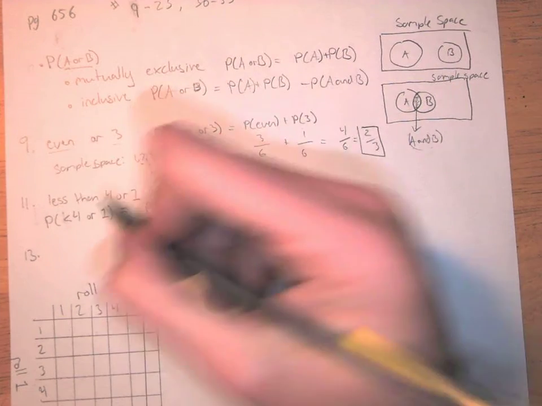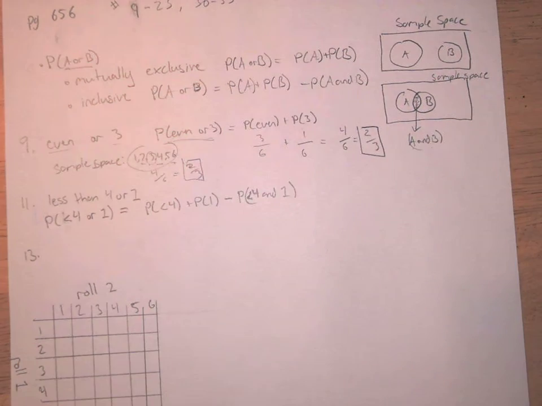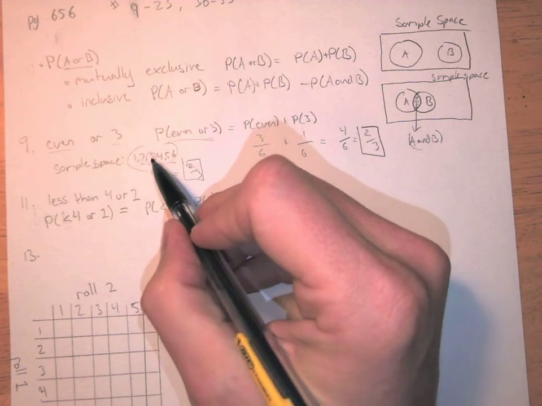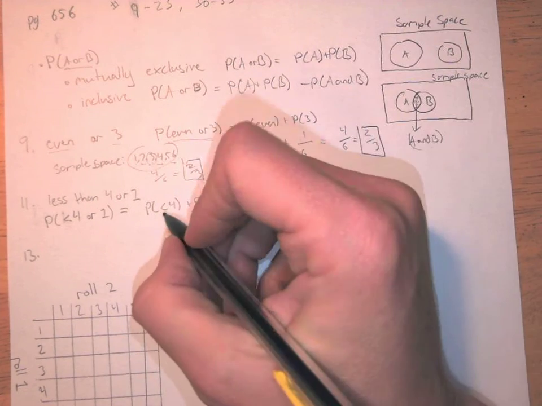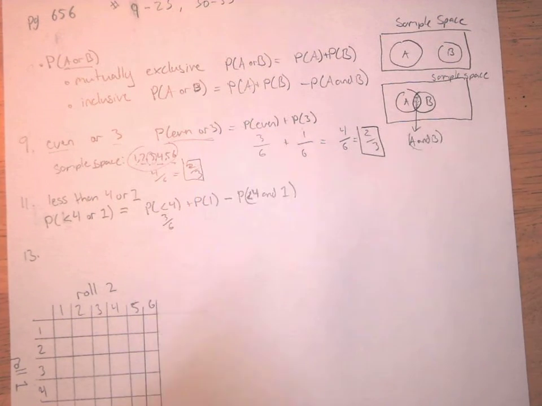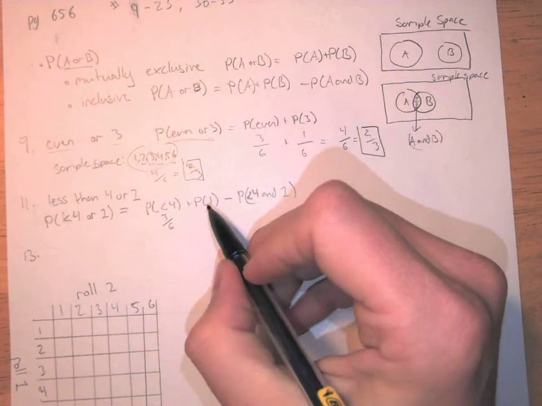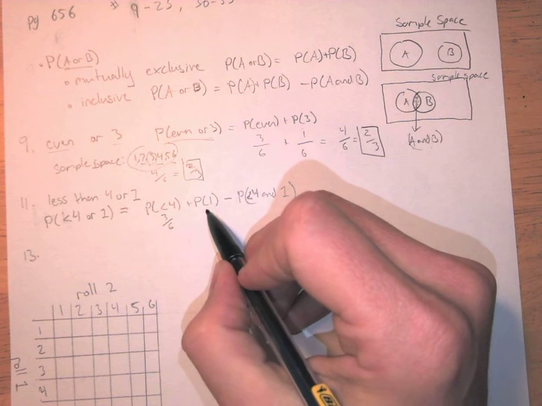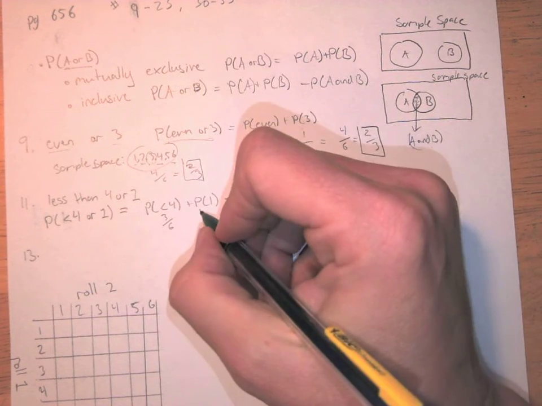Let's look at our sample space. It's the same as up here, 1, 2, 3, 4, 5, or 6. Less than 4, there's a 3, a 2, or a 1. Those are all less than 4. So that's 3 out of 6. There's 3 out of 6 ways for that to happen. Probability of 1, there's only one 1. So that's 1 out of 6.